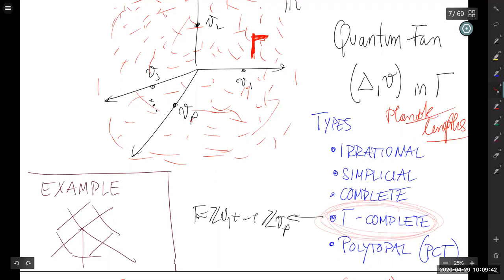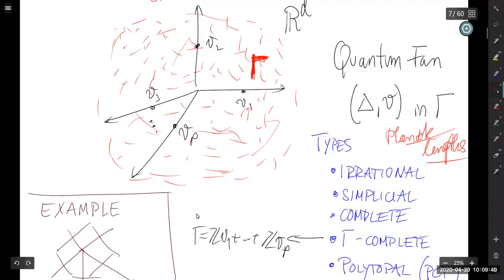By gamma complete, this is an important case for us, we mean that gamma, the quantum lattice, is generated by the choice of a point in every one of the rays of the one skeleton of the fan. Here I would like to clarify that while in the classical case, you could choose a shortest primitive generator because this was a rational ray, now they are not rational and we have to choose these Planck lengths. So we choose these Planck lengths and then we could generate the whole of gamma or not. If it generates the whole of gamma, we call it gamma complete.